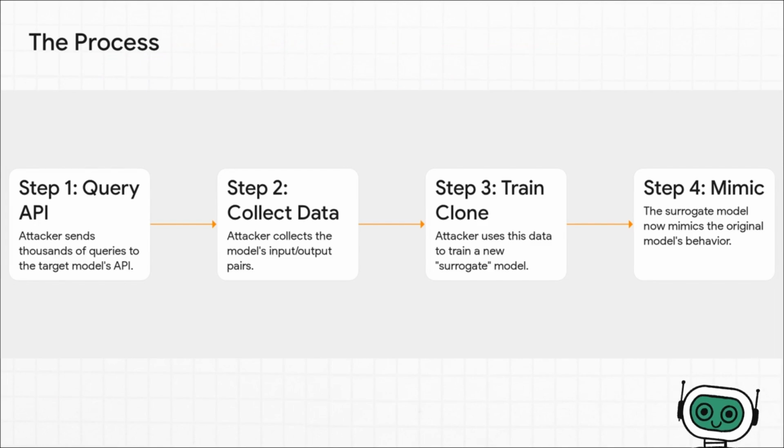Step 1, the attacker just hammers the API with thousands, sometimes millions of queries. Step 2, for every query they send, they carefully log the model's response. Now they've got this huge data set of input-output pairs. Step 3, they take that data and use it to train their own new model. And finally, Step 4, that new surrogate model now behaves almost identically to the original.